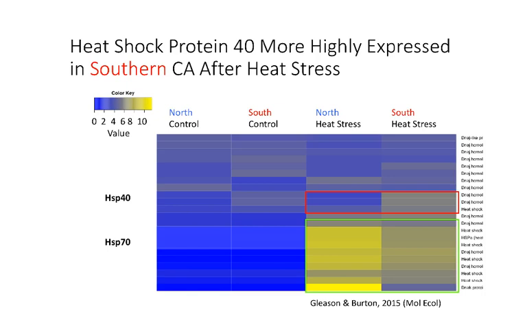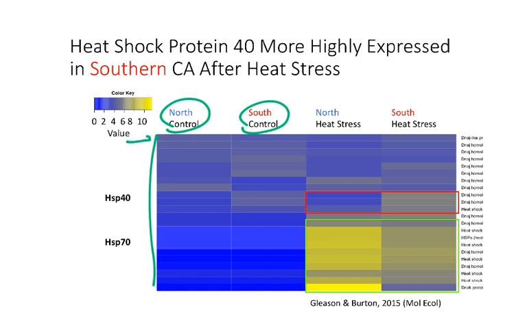So let's look at some of the results. This is called a heat map. If you haven't seen one before, I'll walk us through it. So each one of the columns here is a different treatment group. So northern control, northern heat stress, southern heat stress.